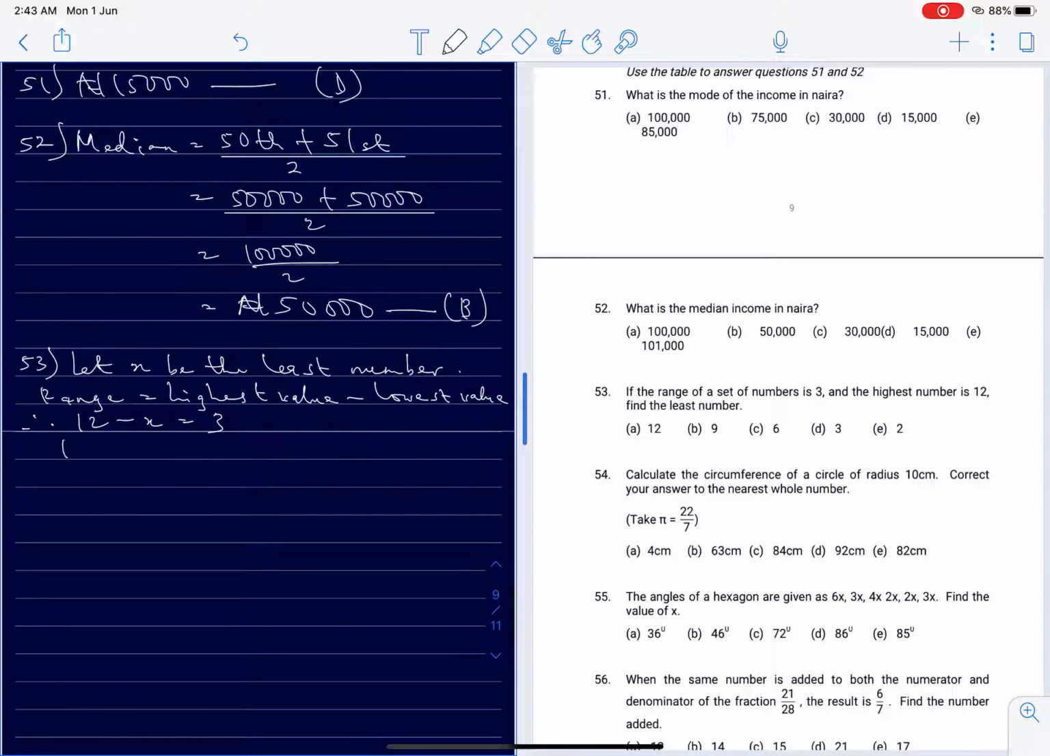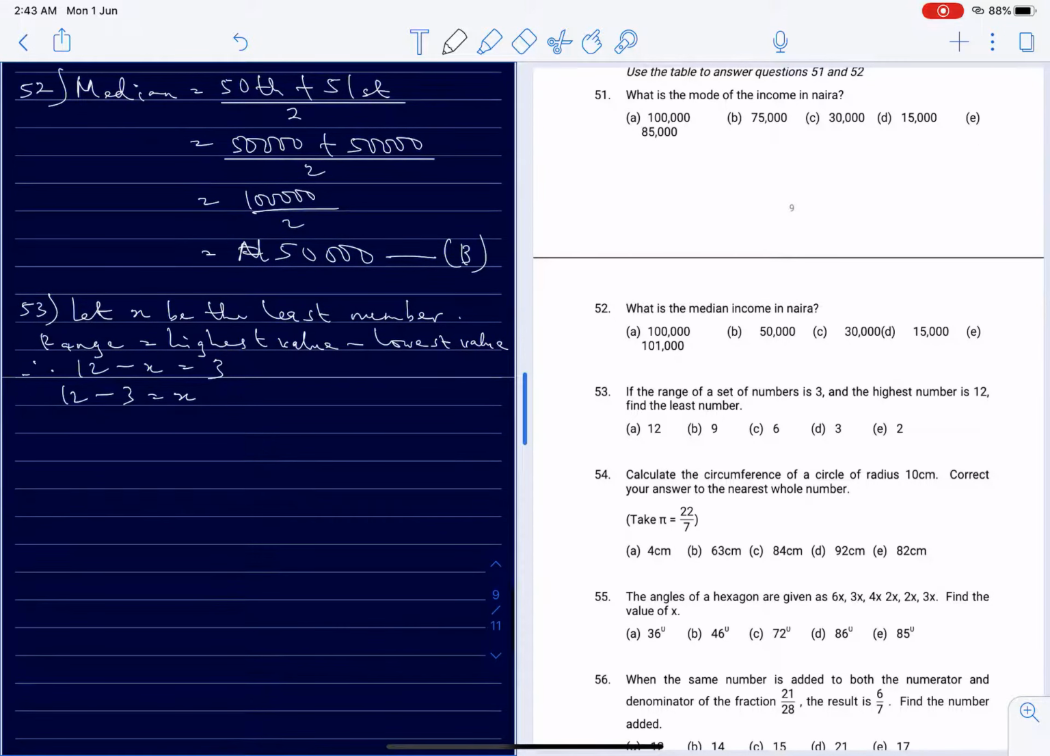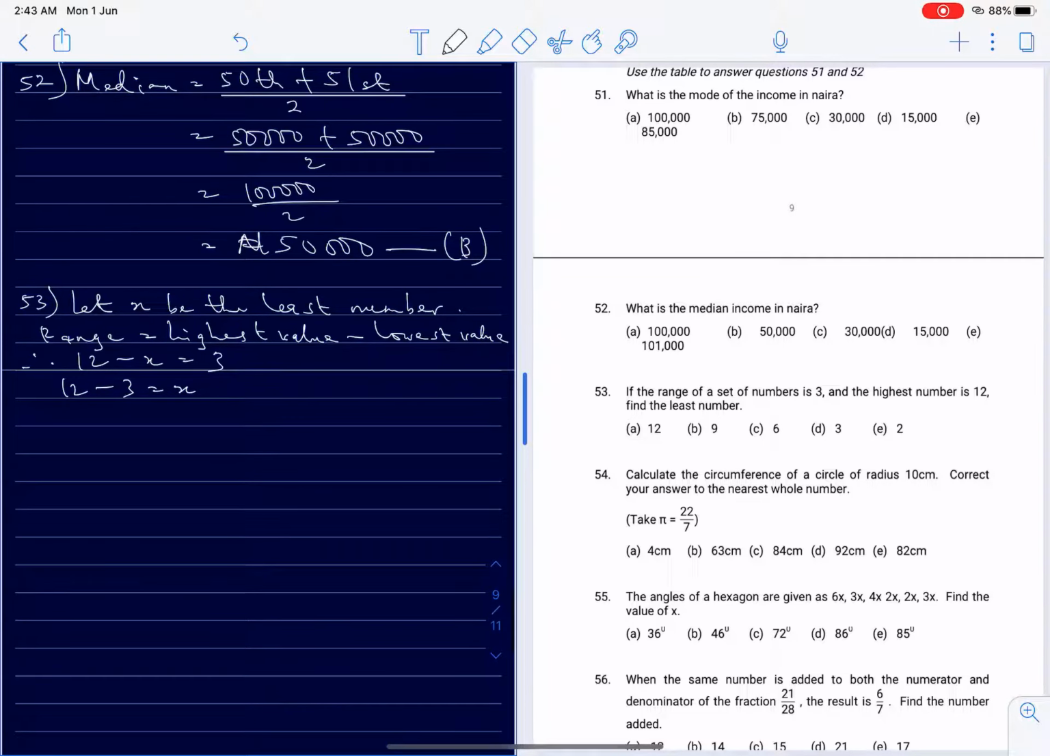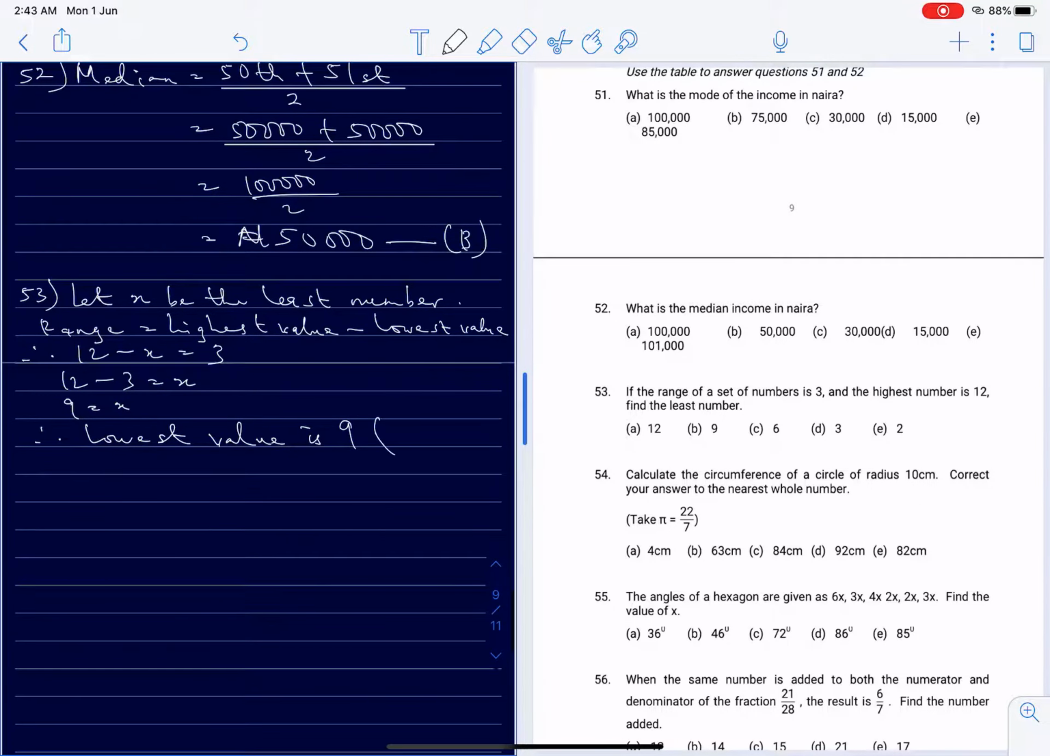That means 12 minus 3, taking 3 to the left hand side and minus x to the right hand side. 3 becomes minus 3 when it comes to the left hand side, and minus x becomes plus x when it goes to the right hand side. And that means 9 equals x. Therefore, the lowest value is 9. The least value is 9. So the correct option is B.